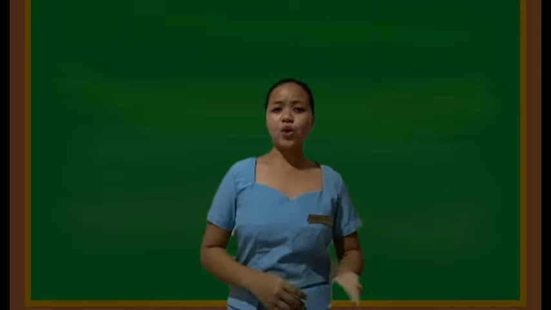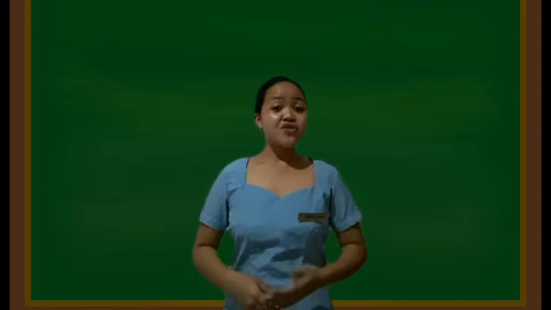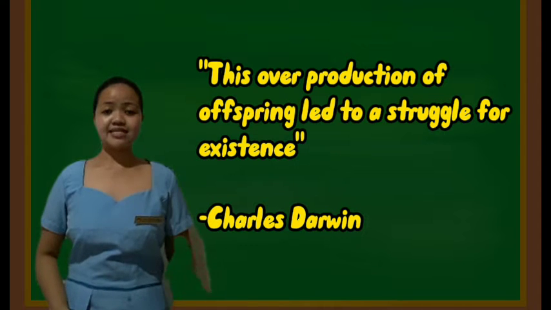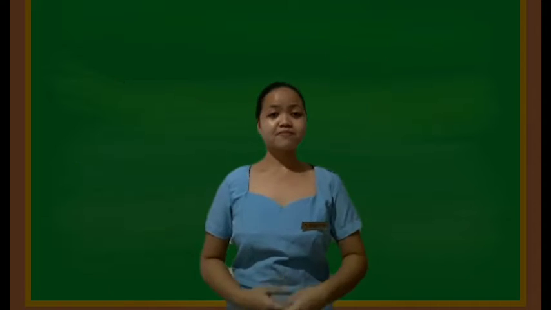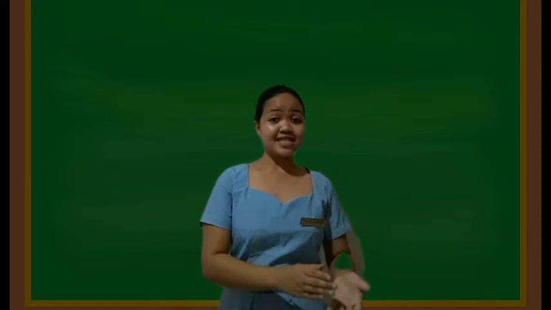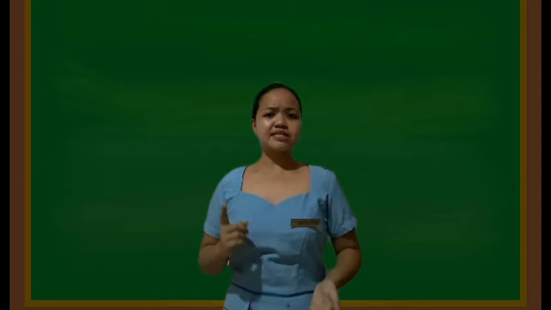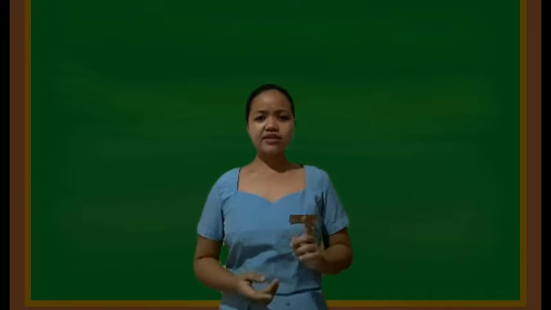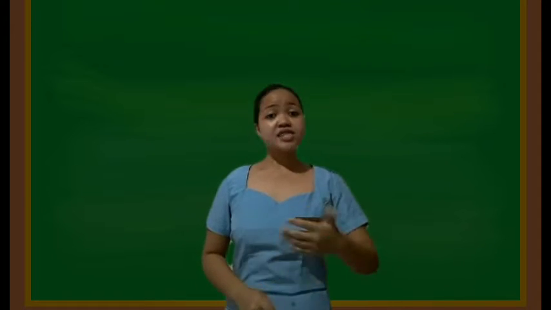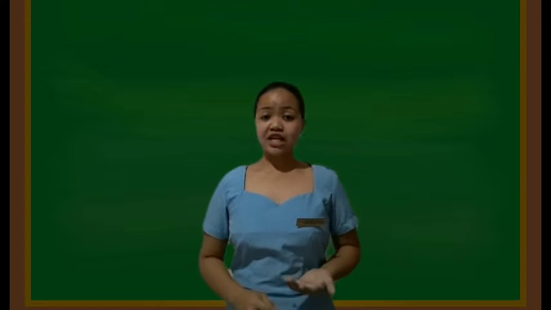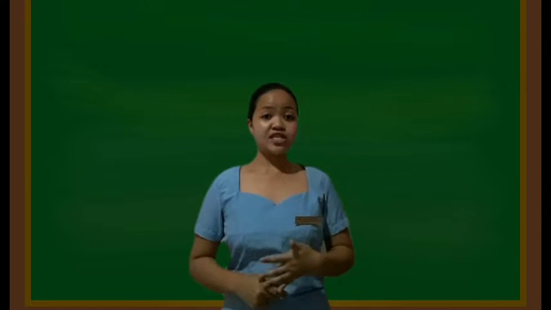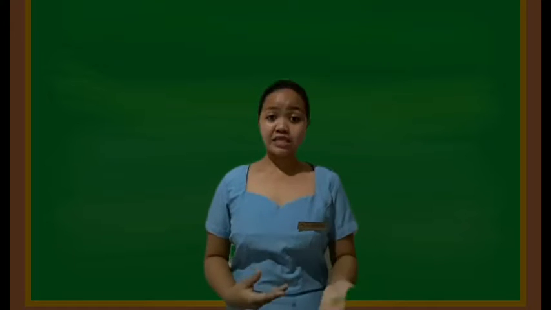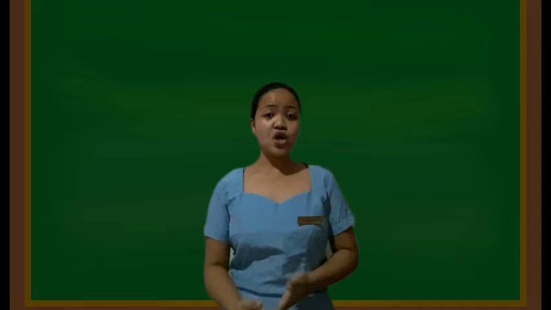Darwin also saw that populations could grow faster than their resources. This overproduction of offspring led to a struggle for existence, in Darwin's words. From artificial selection, Darwin knew that some offspring have variations that occur by chance and that can be inherited. In nature, offspring with certain variations might be more likely to survive the struggle for existence and reproduce, so they would pass their favorable variations to their offspring.